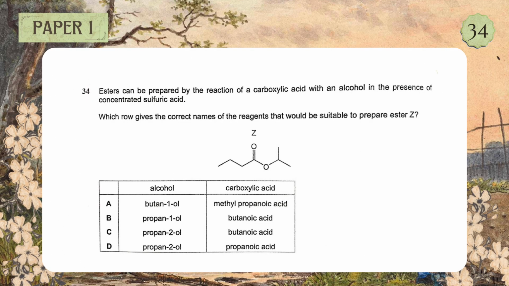Question 34. To name the reagents used to build ester Z, let's break it down at the single C-O ester bond. The part containing the carbonyl carbon, C double bond O, comes from the carboxylic acid. Counting the carbons in that chain, we see 4 carbons in a row, which means our starting acid is butanoic acid. The part attached to the single bond oxygen comes from the alcohol. It is a 3-carbon chain, but notice the oxygen attaches to the middle carbon. That means the alcohol used is propan-2-ol. Putting these together, row C gives us the perfect match.